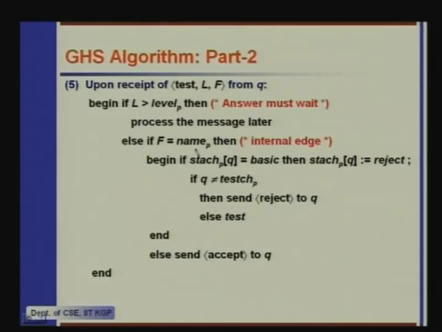Okay. If f is equal to name P, so this is the else part. So now we have checked that L is not greater than level P, so it is either equal to level P or less than level P. Then what we do is we check if f is equal to name P. If f is equal to name P, then they are in the same fragment, right. So what you do is you check whether this is basic, right, then you set it to reject. Okay.